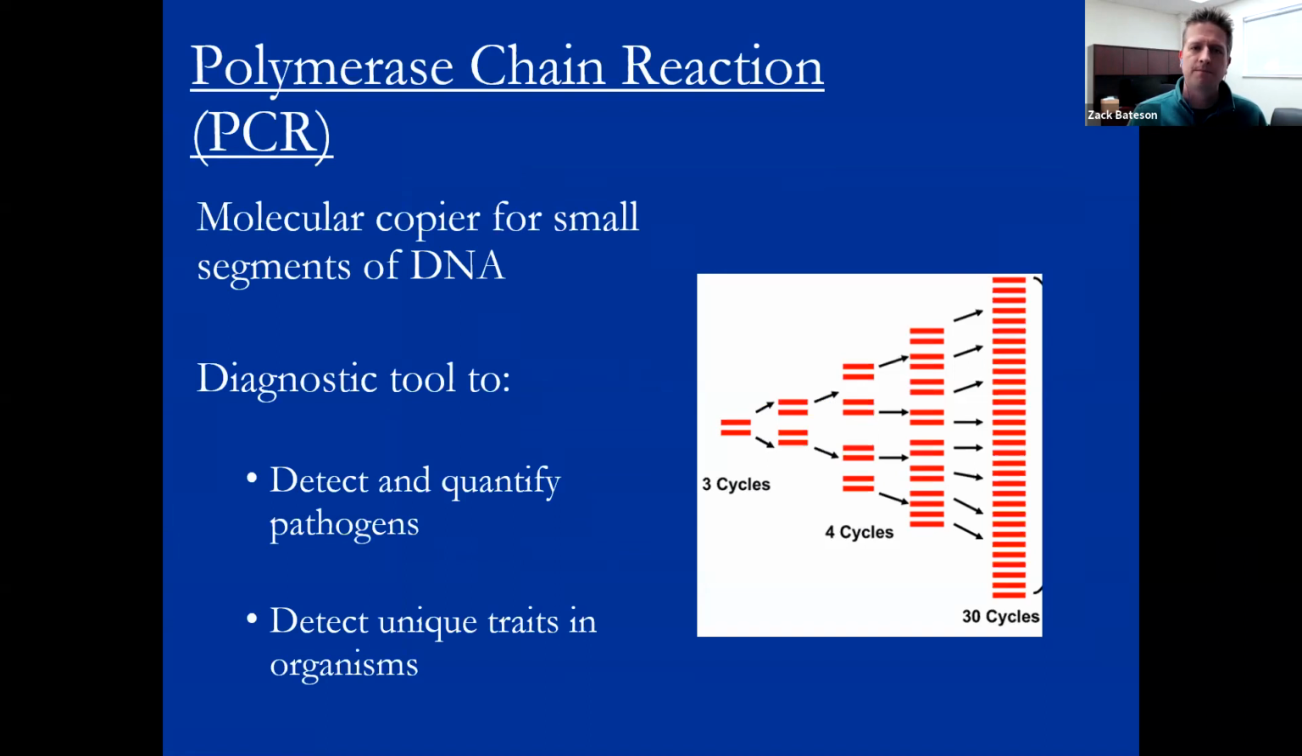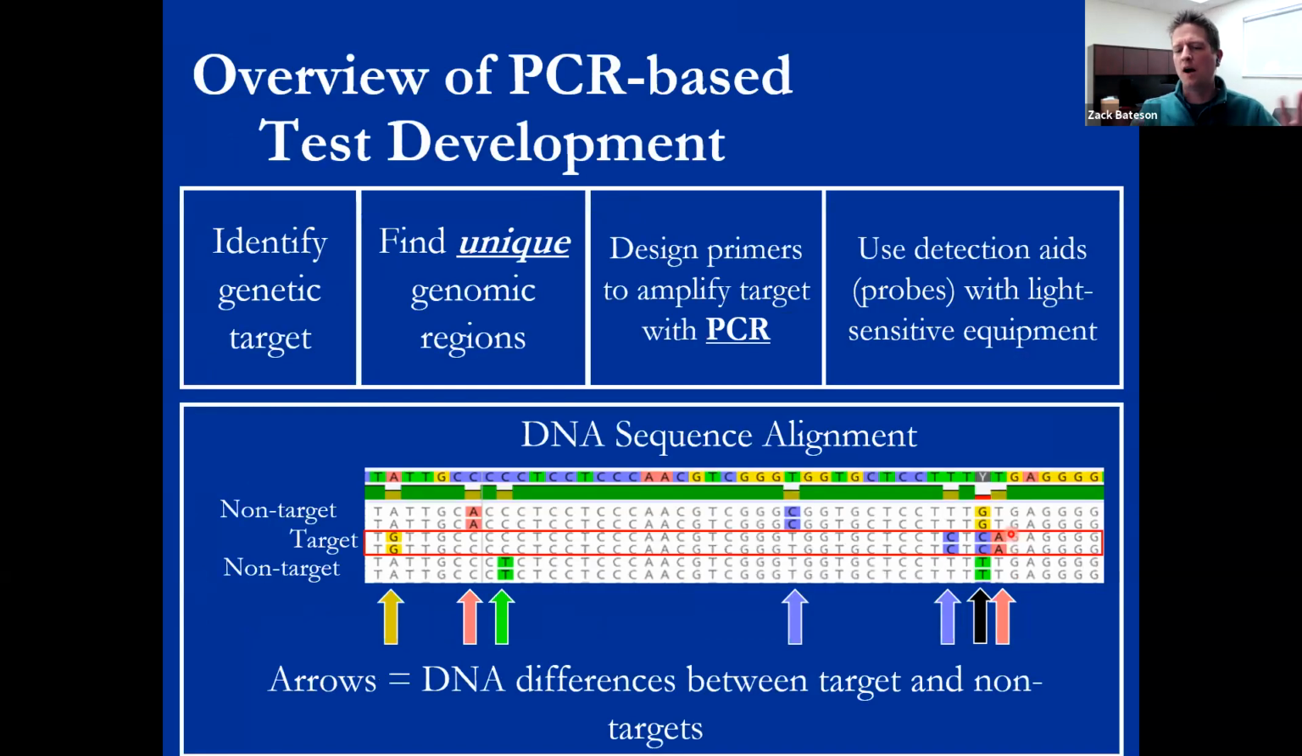So we use, like I said, polymerase chain reaction, or PCR, for all of our diagnostic tests. Essentially, if you're not familiar with it, it's just a molecular copier for copying small segments of DNA or RNA, depending on what you're looking at. And so we use it as a diagnostic tool. So you can go from small quantities of DNA or RNA to large enough copies so we can look at it using a gel or using light sensitive equipment. That all depends on the assay.